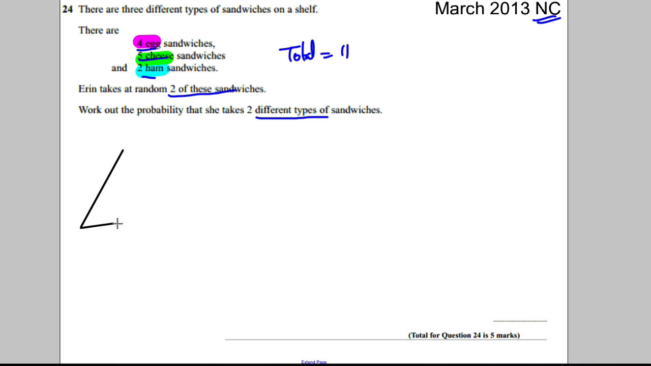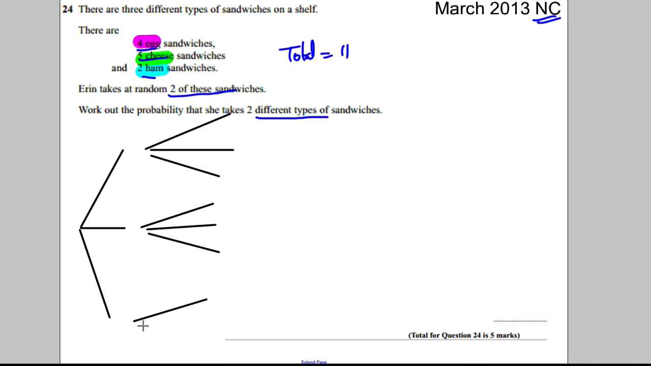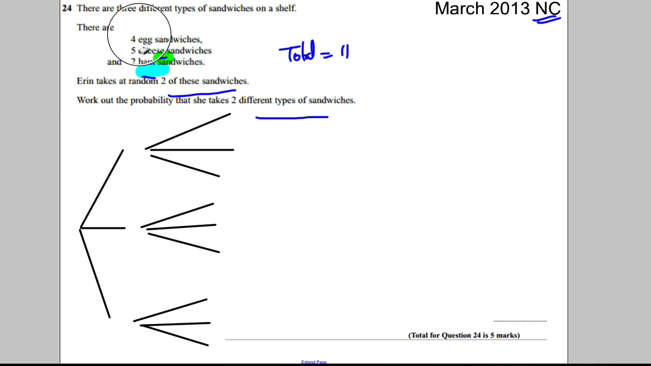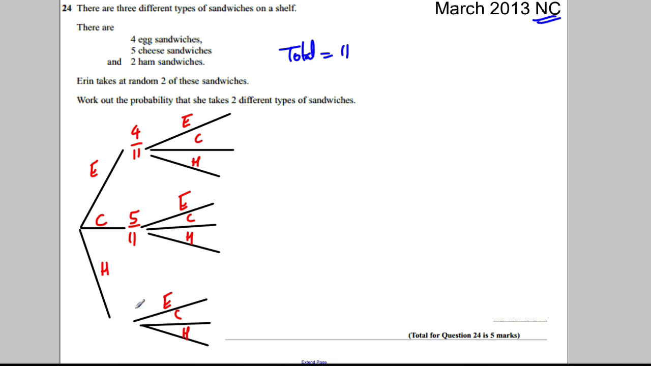Let's draw a nice picture so we can see everything. They can either get an egg, a cheese, or a ham, egg, cheese, or ham, egg, cheese, or ham. Probability of an egg is 4 out of 11, cheese is 5 out of 11, ham is 2 out of 11. They add to 11 out of 11.